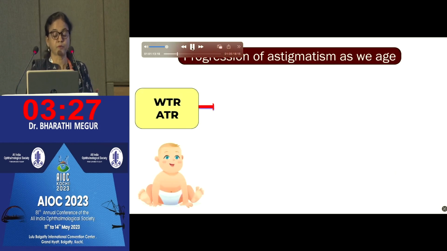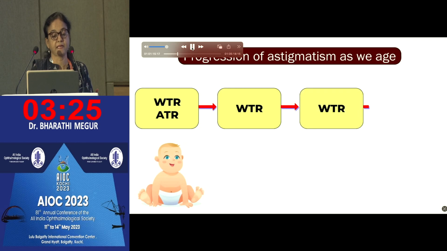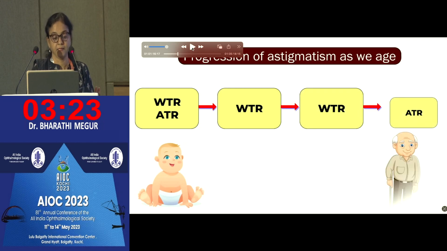So coming to the progression of astigmatism as we age, in infancy and childhood, it's usually with the rule or against the rule. In middle age, it turns out to be with the rule astigmatism, and as we age beyond 50 years, generally it is against the rule astigmatism.